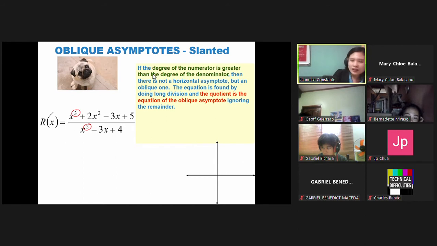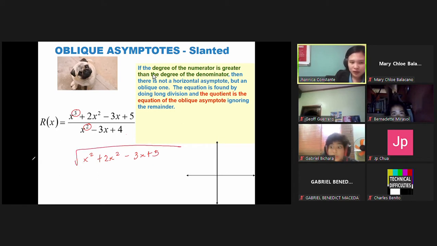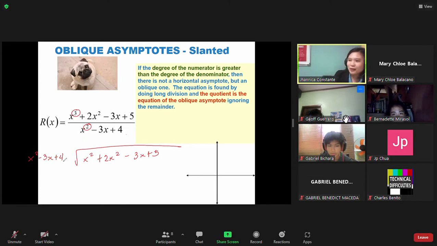So to find the asymptote of this type of rational function, you're going to divide the entire numerator by its denominator. So let's divide x cubed plus 2x squared minus 3x plus 5 by the denominator that we have, which is x squared minus 3x plus 4. Do you still remember how to divide polynomials?